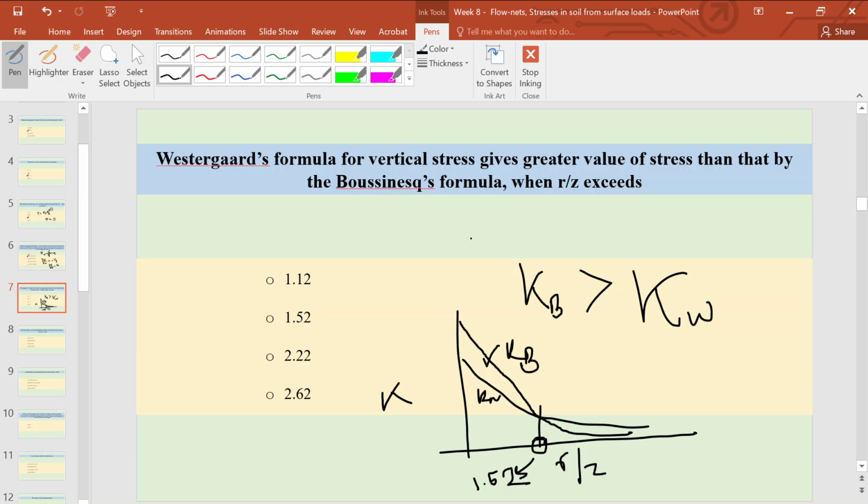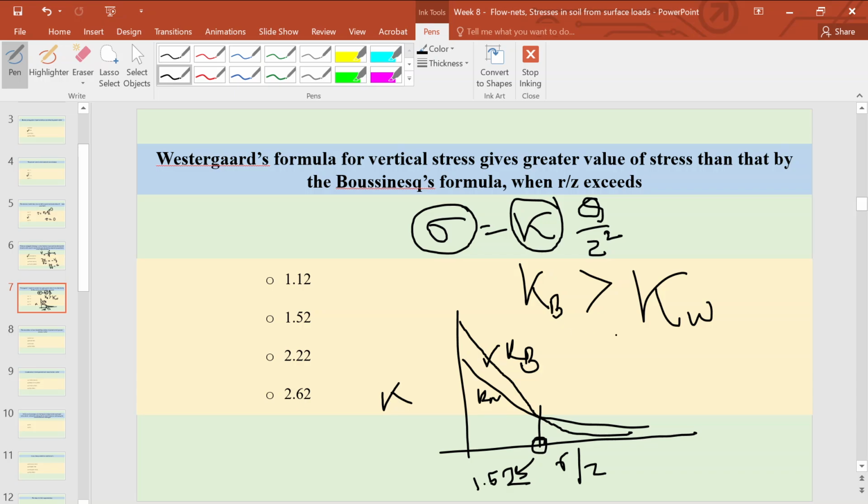Anyway, we know the stress formula is factor into load by Z square, right? Any factor, either KW or KB, into load by Z square. So if this factor gets reduced, the stress automatically gets reduced.